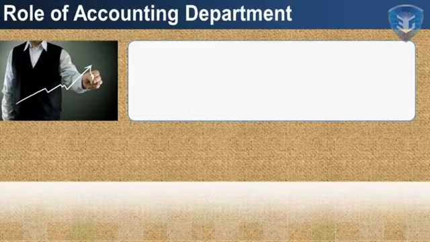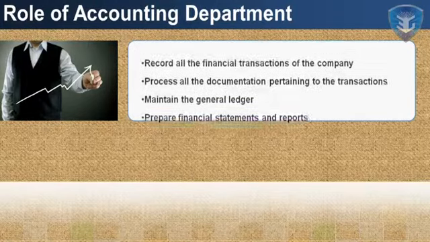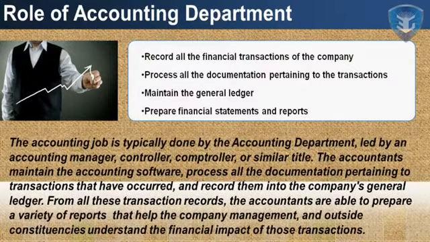Role of accounting department. The accounting job is typically done by the accounting department, led by an accounting manager, controller, or similar title. These folks record all the transactions that occur as the company does its business and then prepare reports that help the company management and outside constituencies understand the financial impact of those transactions. The accountants maintain the accounting software, process all the documentation pertaining to transactions that have occurred, and record them into the company's general ledger. From all these transaction records, the accountants are able to prepare a variety of reports.